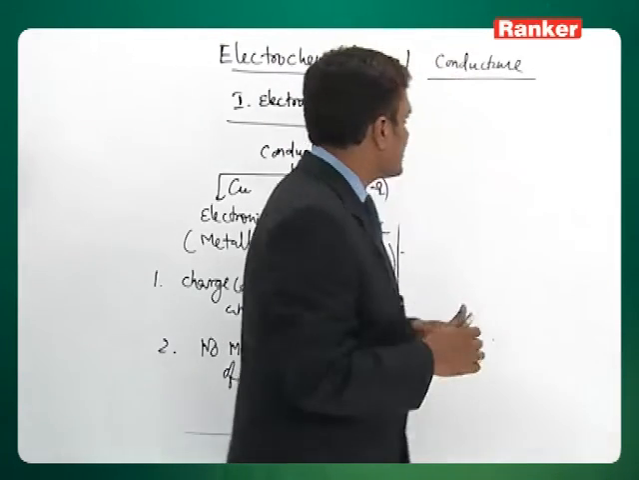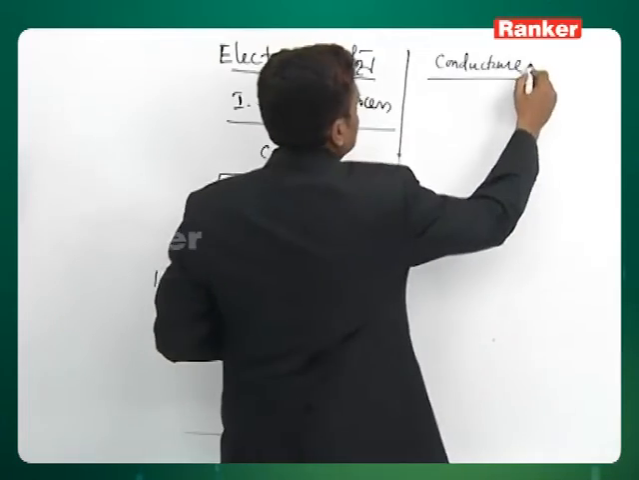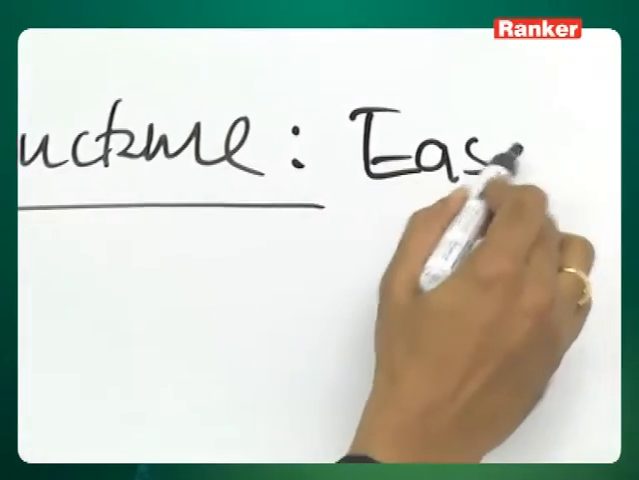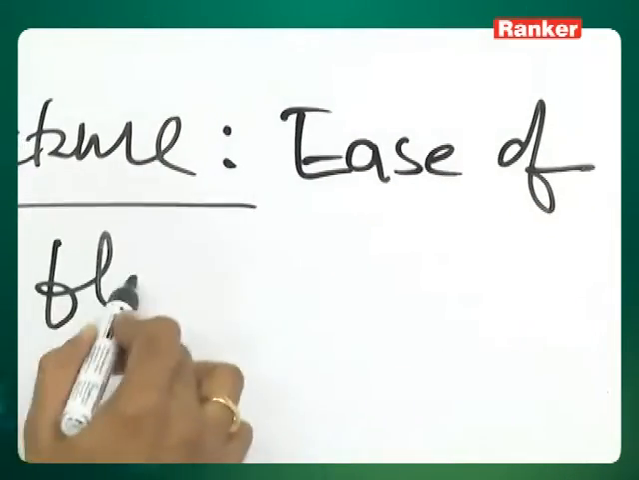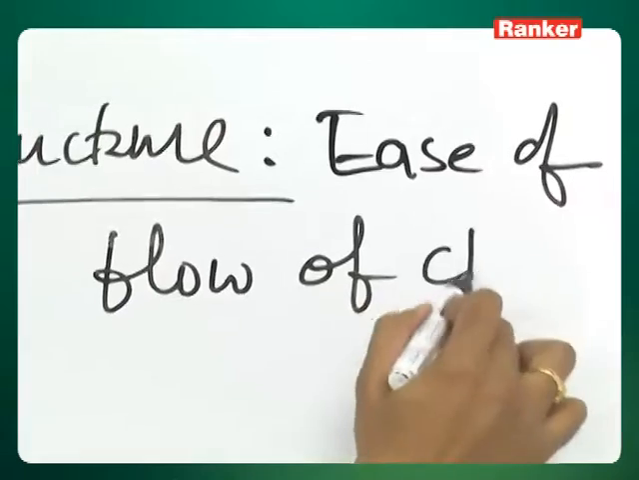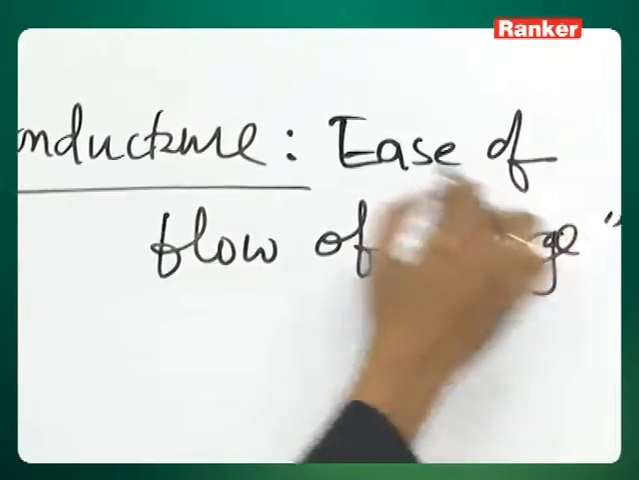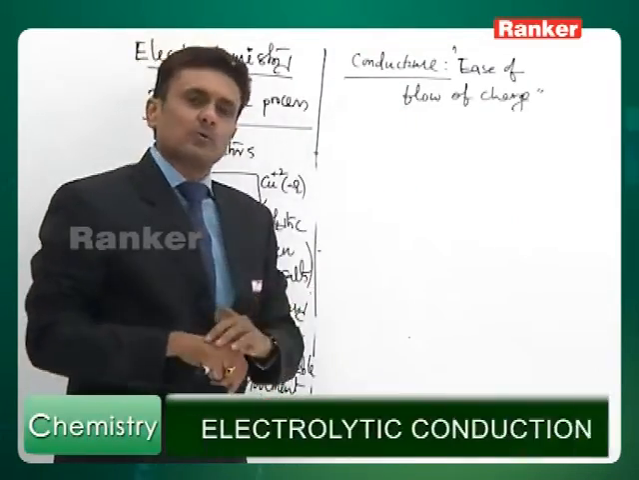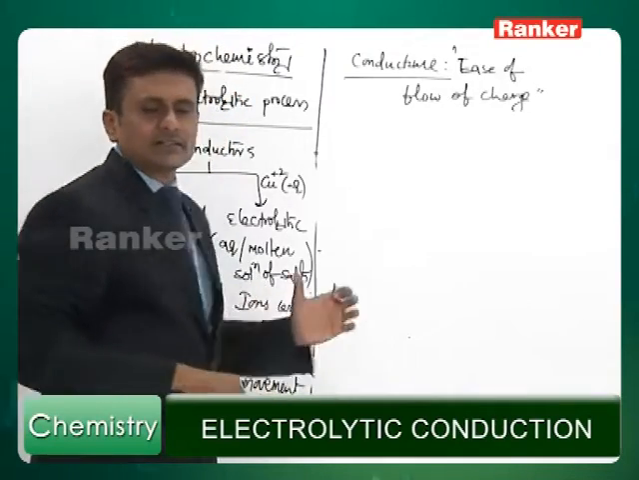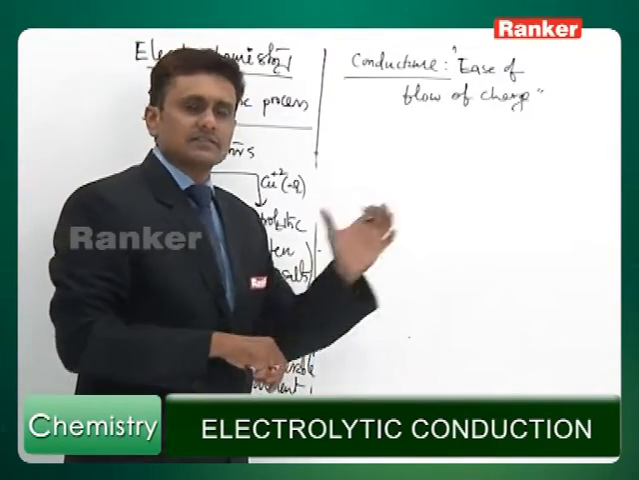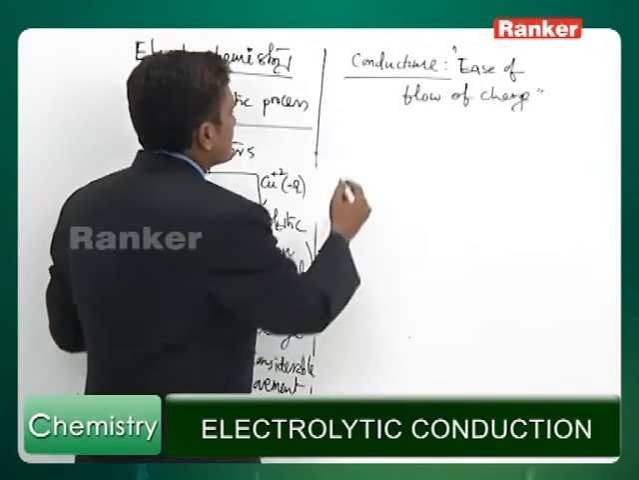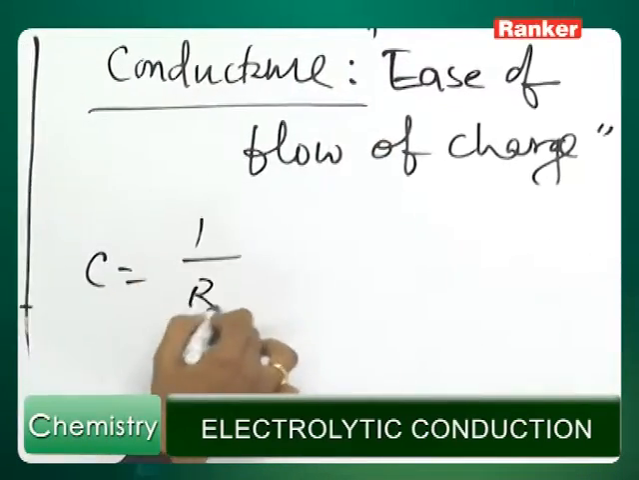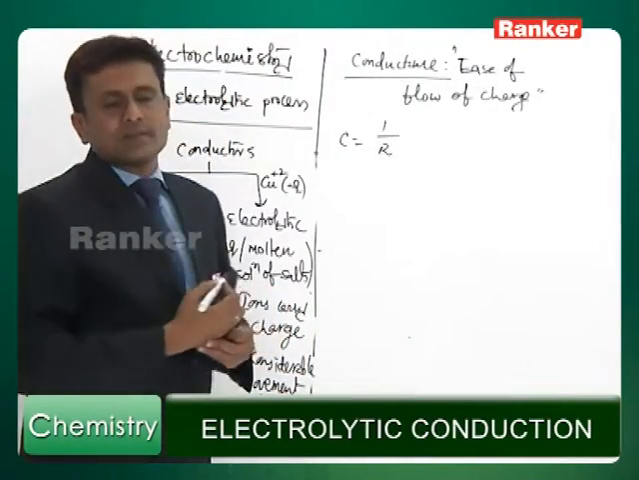So we say clearly that it is the ease of what? The flow of charge. So as we know, conductance is the ease of flow of charge. If you are talking about an electronic conductor, the charge is electrons, otherwise it is the ions. Now when I write the equation for the conductance, it is the reciprocal or inverse of the resistance.